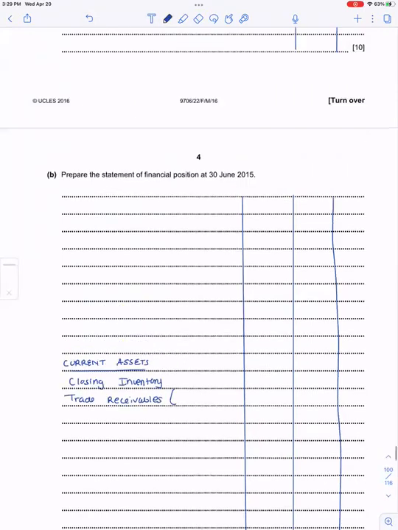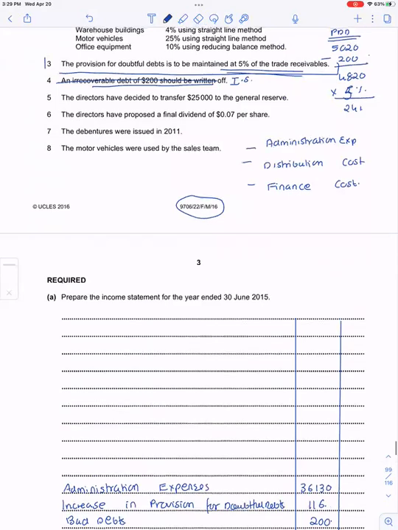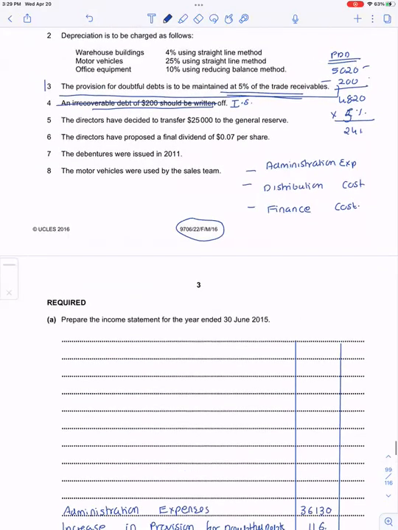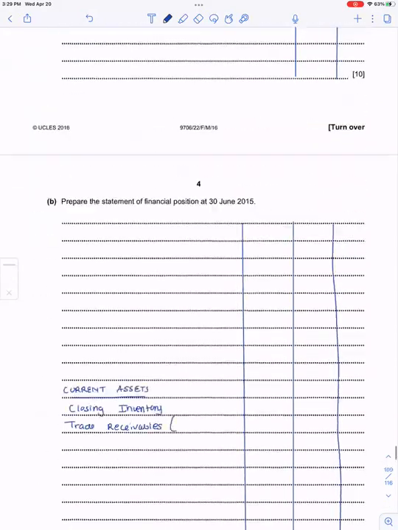What is the amount of trade receivables? Can anyone tell me? It was 5020. New bad debts is 200 and new RDD was 241.